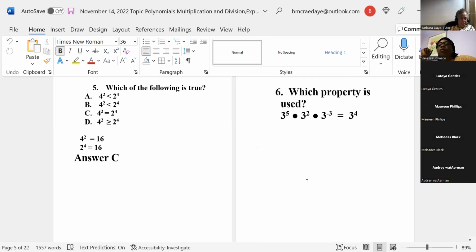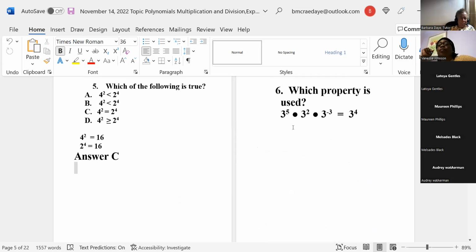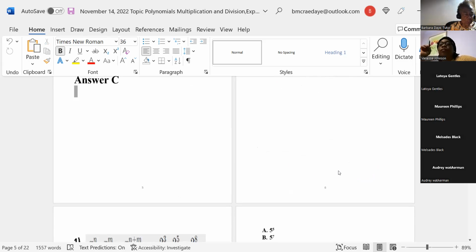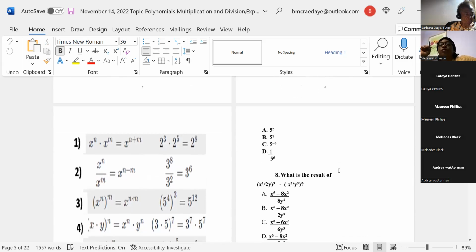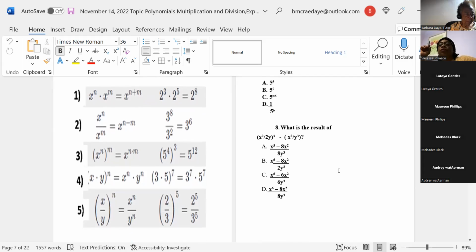Okay, there it is. That's a multiplication. What do you do to the exponents when you multiply? You add the powers. So which one would it be? 1, 2, 3, 4, or 5?